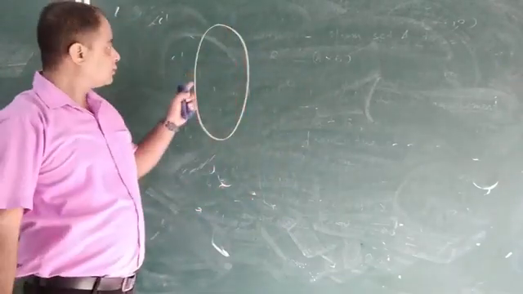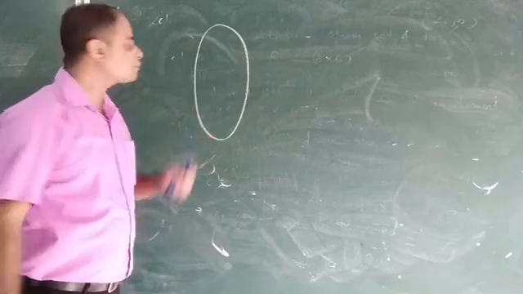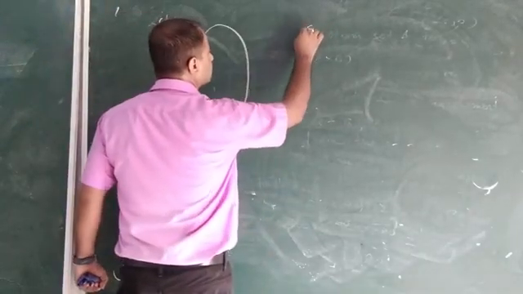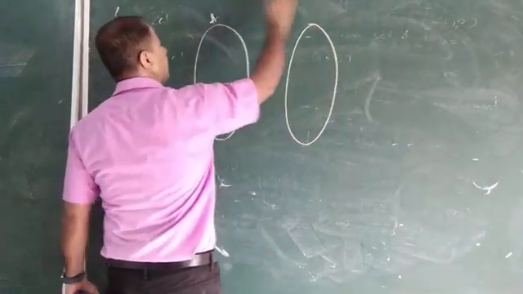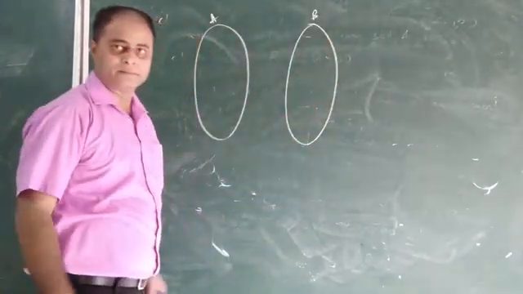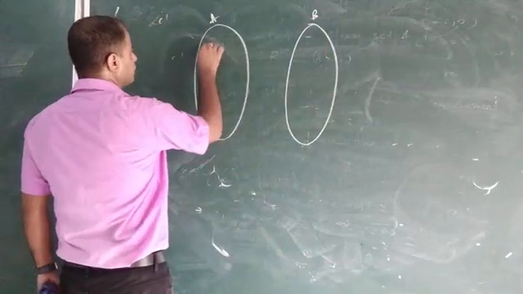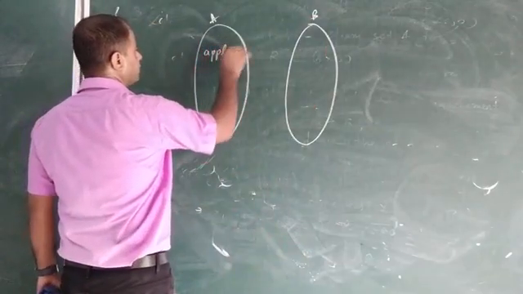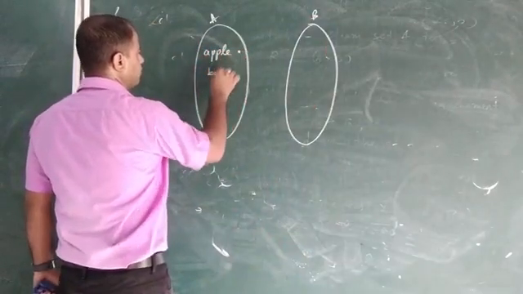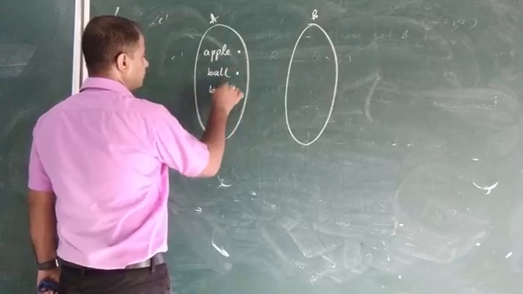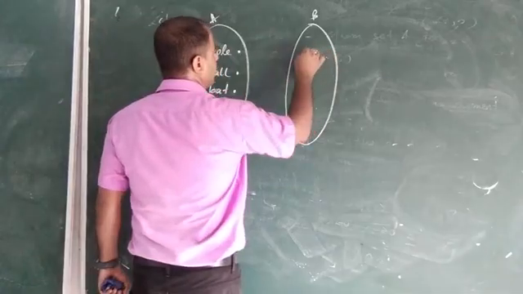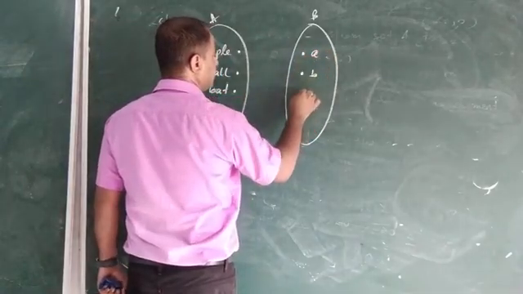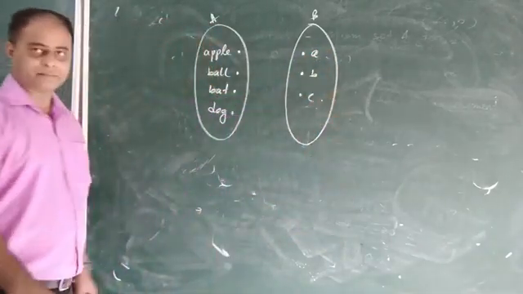This is very important. Say A and B are two sets. Apple, ball, bat, and dog. A, B, and C. Right.